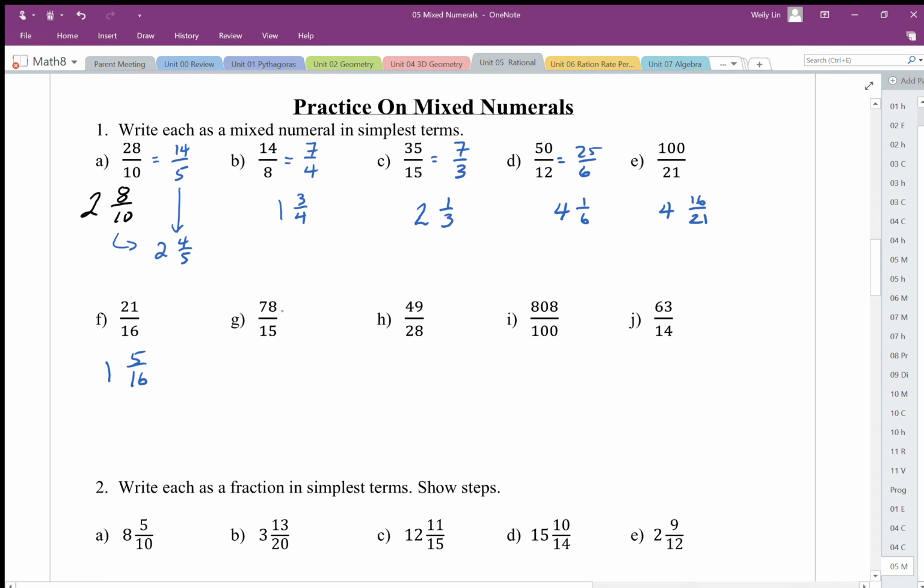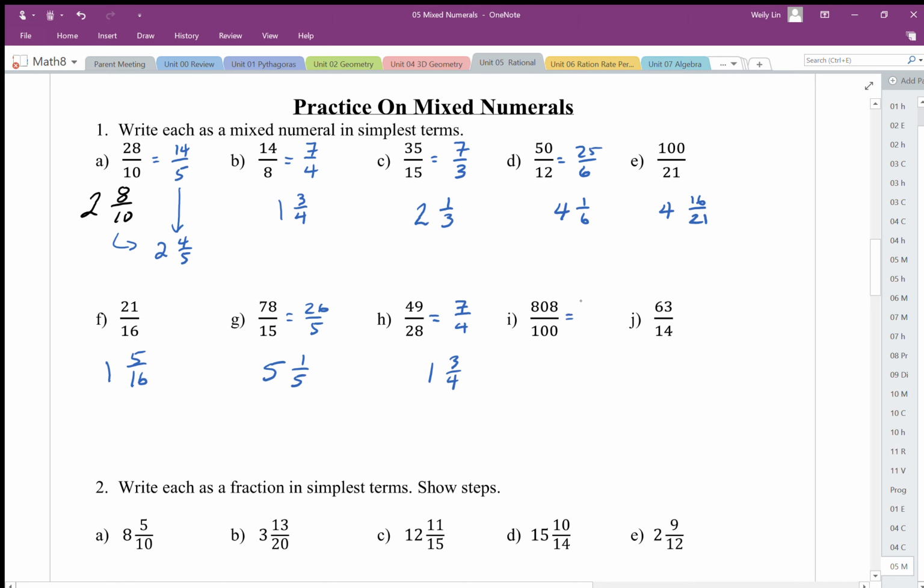Here there's a common factor of 3, so we should try to simplify this. So if I divide that by 3, I'm going to get 26 over 5. So we can divide that in. 5 into 26 is 5 times with 1 left over. So we have a 1 1/5 piece left over. Here 49 and 28 share a common factor of 7, so I divide by 7, and then 7/4 is 1 whole plus 3/4 left over.